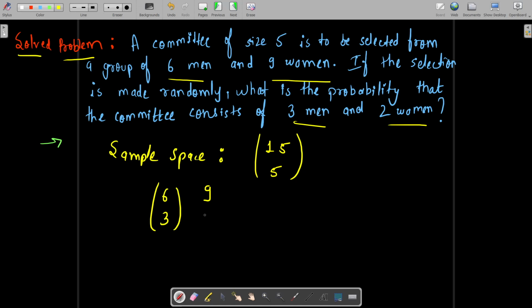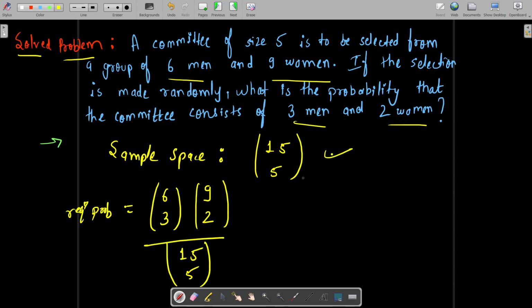And in total we have 9 women, and we have to select 2 of them. So these are the ways of selecting 3 men out of 6 and 2 women out of 9 that we have. And of course we need probability, right? So the required probability is, we just divide by the total sample space, that is 15C5, which we calculated here, and we will get 240 by approximately 1001. Yep, 1000 you can consider. So this is the probability that we will get.